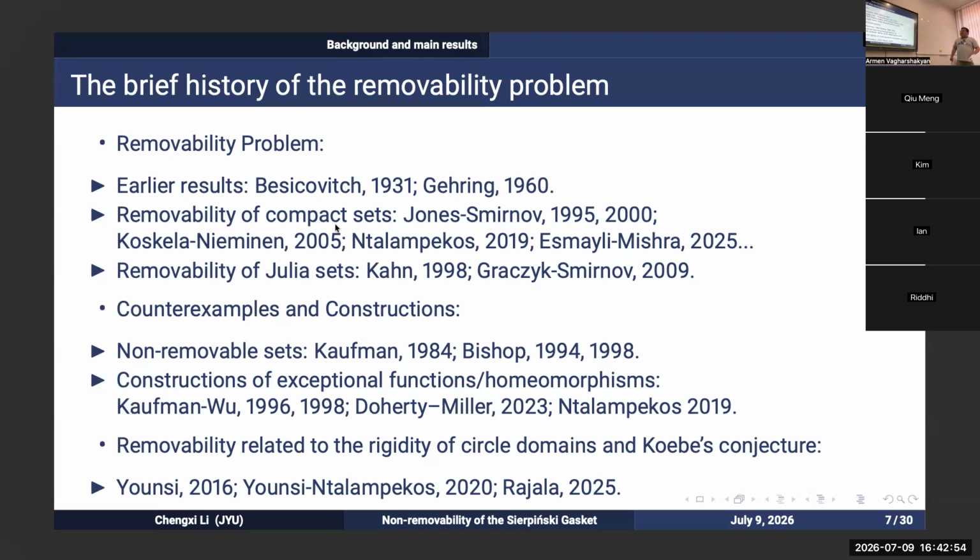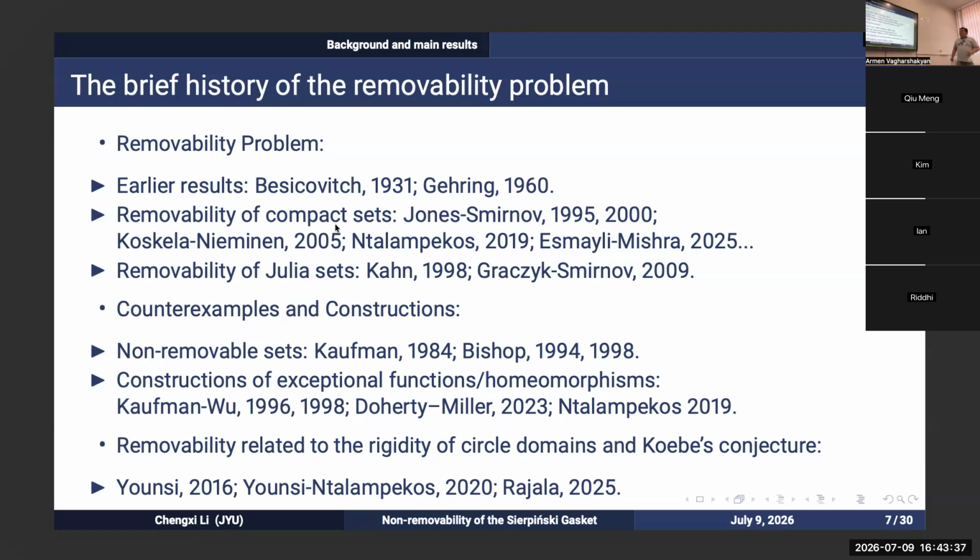And then for the complex dynamics objects, like Julia sets, the removability of Julia sets is by Jeremy Kahn and also another name I cannot pronounce very well, Graczyk and Smirnov in 2009. This is meant to give a characterization of the conditions for such removability. On the other hand, we also need to know which objects are non-removable, or we can give some constructions of exceptional homeomorphisms. Then we can see it on the one side and on the opposite side.